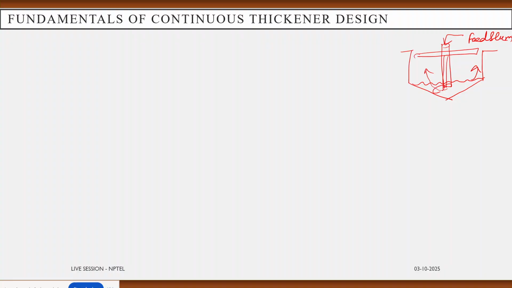One more mixing kind of rake is there. It is not a shaft kind of thing, it is like a ring. It will just rotate and scrape down. So ultimately the solid will be separated at the bottom, and the liquid will come up. The clarified, clear liquid is taken out as overflow. So this is what a continuous thickener means.